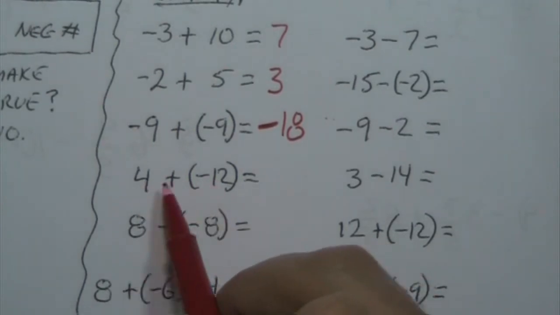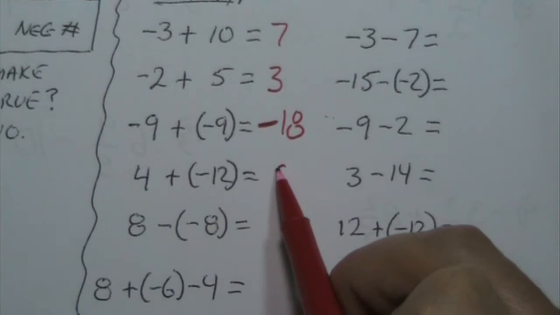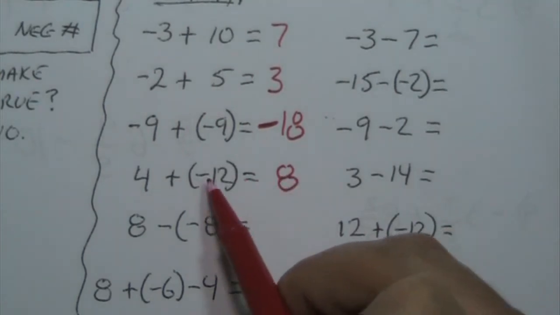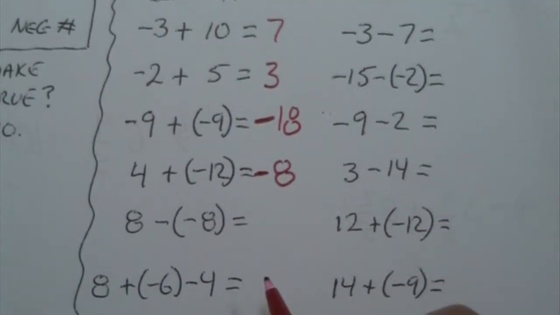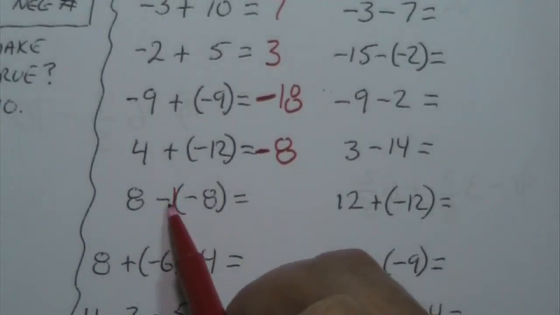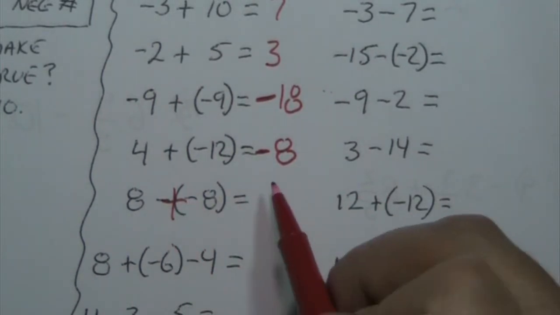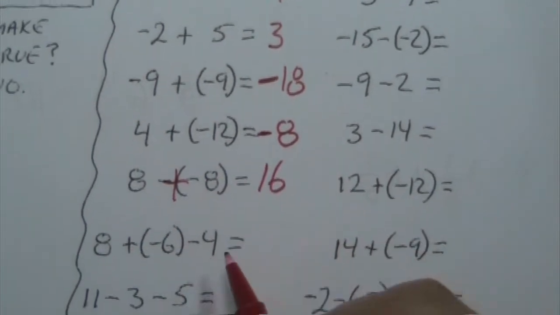Let's see, I have different signs. This is negative, that's positive, so I'll subtract. 12 take away 4 is 8. And there's more negative. It's negative 8. Here's our double negative. You could add the opposite. And 8 and 8, 16.